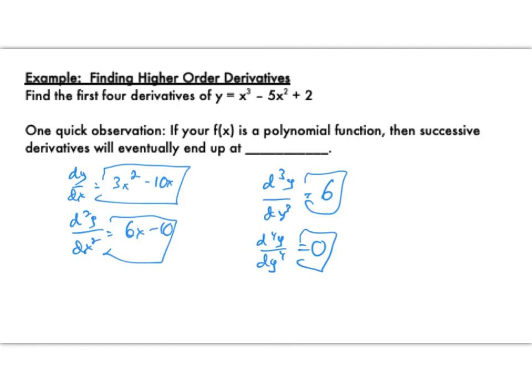Okay, and here they are. The first derivative is 3x squared minus 10x. The second derivative, and that's denoted by powers of 2 in your Leibniz notation. You could do 2 tick marks if it were an f double prime of x, for example. That's 6x minus 10. The third derivative would then be 6, and the fourth derivative would then be 0.